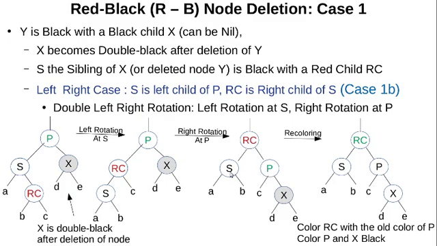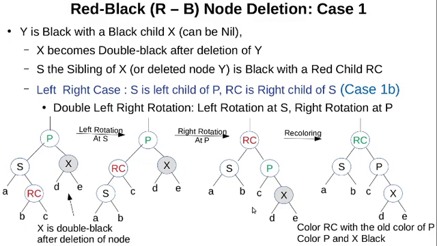Next, we need to fix the right subtree of RC, that is subtree C. C can be attached on the left of P without violating any binary search tree property. The resultant tree after the right rotation is shown here.